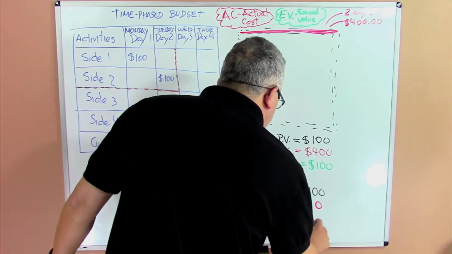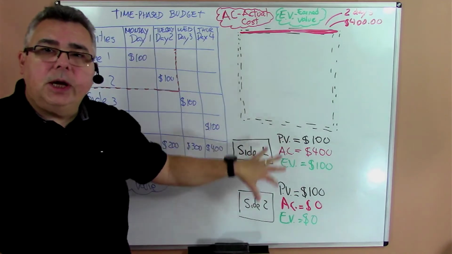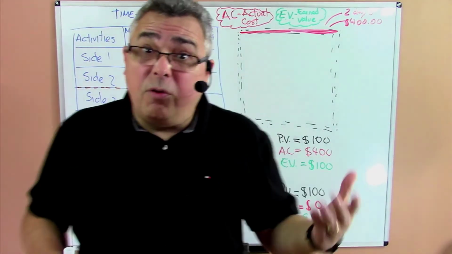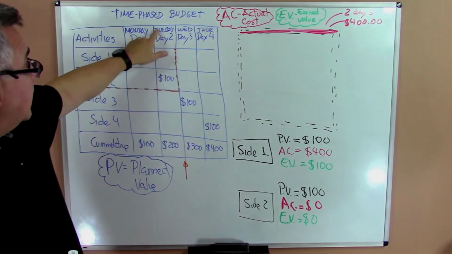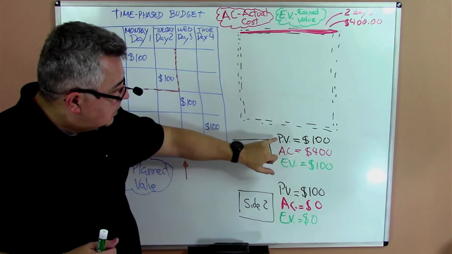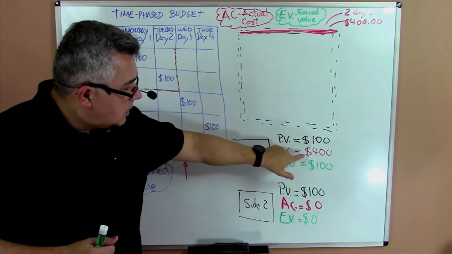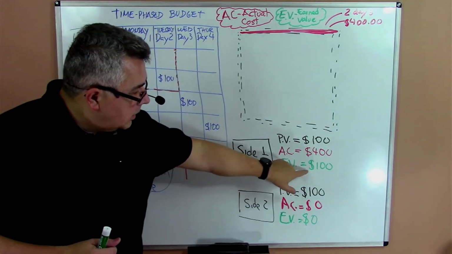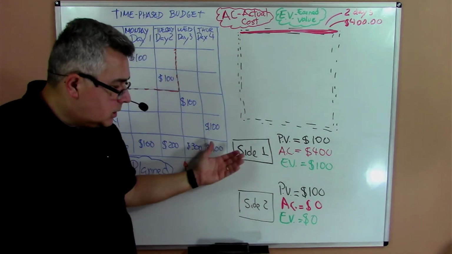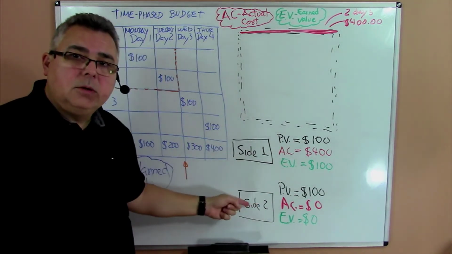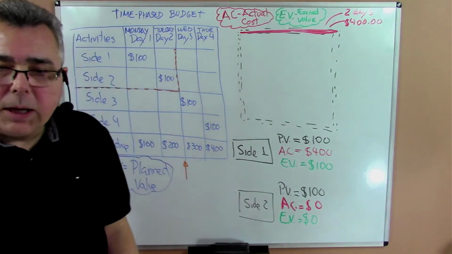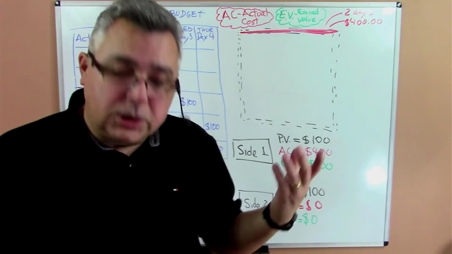So here we have EV indicators that represent the project performance at the end of the second day, at the end of Tuesday. We have side 1: planned value of 100, actual cost 400, earned value, the value that was earned, is $100. Side 2, they didn't start. Nothing was done. But there is a planned value for side 2 that was not executed. So earned value is 0 and actual cost is 0.